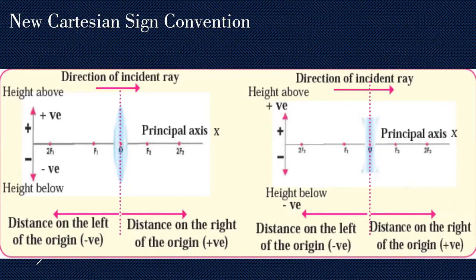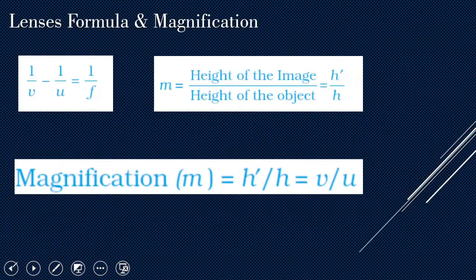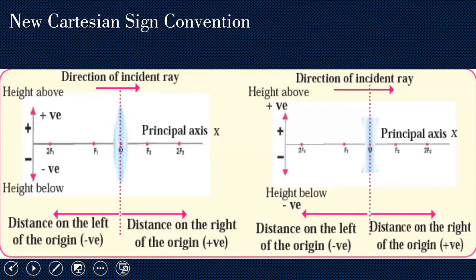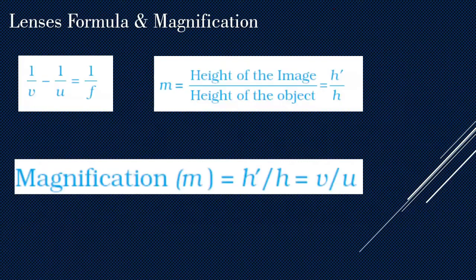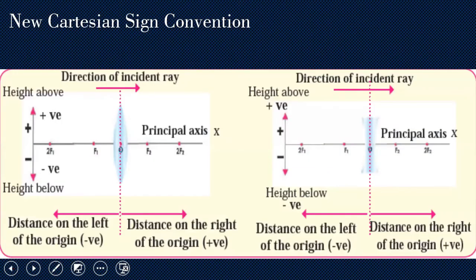Now, as far as the new Cartesian sign convention is concerned, we studied this in mirrors as well. It is the same in lenses as well. So in lenses, I'll take the scenario of a convex lens. Both of them, it's going to be the same. Okay, this is your convex lens, right? So now let us draw a principal axis. This is going to be my principal axis.